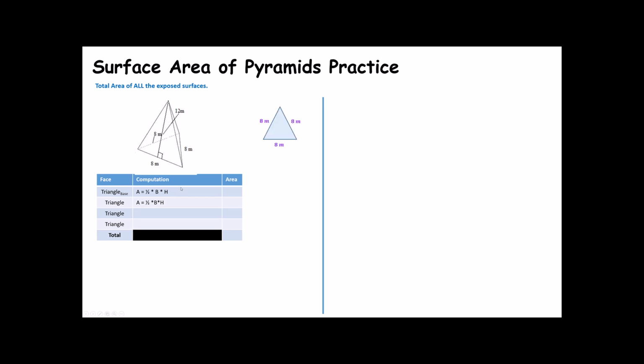So here's what I'm going to do. Notice my base is an 8 by 8 by 8. I went ahead and redrew that. How do we find the area of a triangle? Well, 1/2 base times height. I know my base is 8, but I don't know the height of the triangle. I can indicate it this way. Does that help?